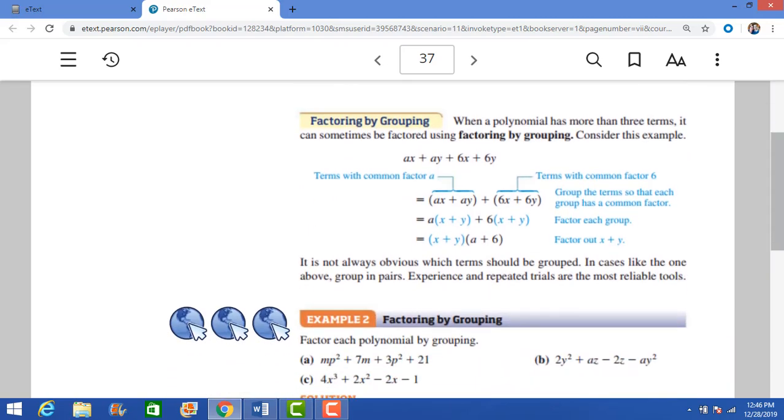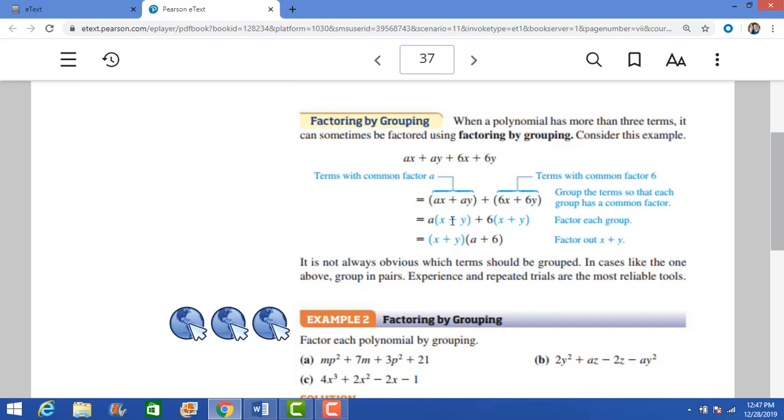Okay? Okay, factor by grouping. So sometimes you'll have a polynomial that's 4 terms, and you may be able to factor by grouping them into two groups of 2 terms. Okay, so for example, if you look at this one here, we can group the first 2 terms because they have a common factor of a, and the second 2 terms have a common factor of 6. So we can group these 2 together, and factor them. Okay, so now what happens when we factor them? Now what happens here is when we factor out the a, we get x plus y. When we factor out the 6, we also get x plus y. So now look what happens.